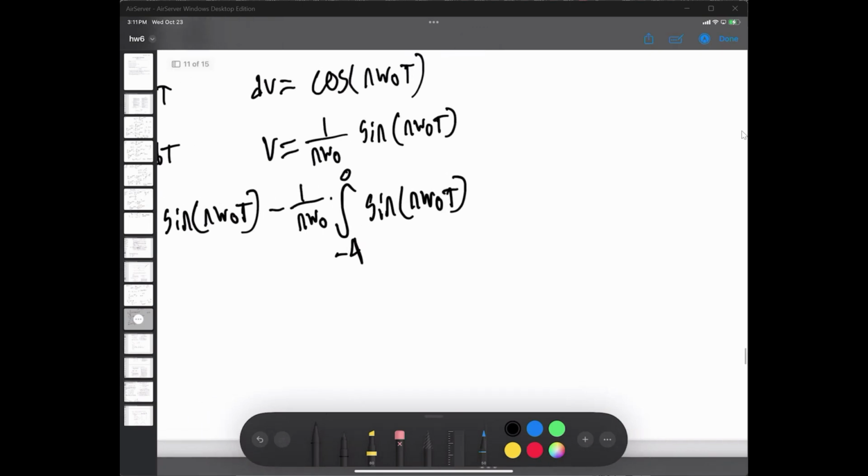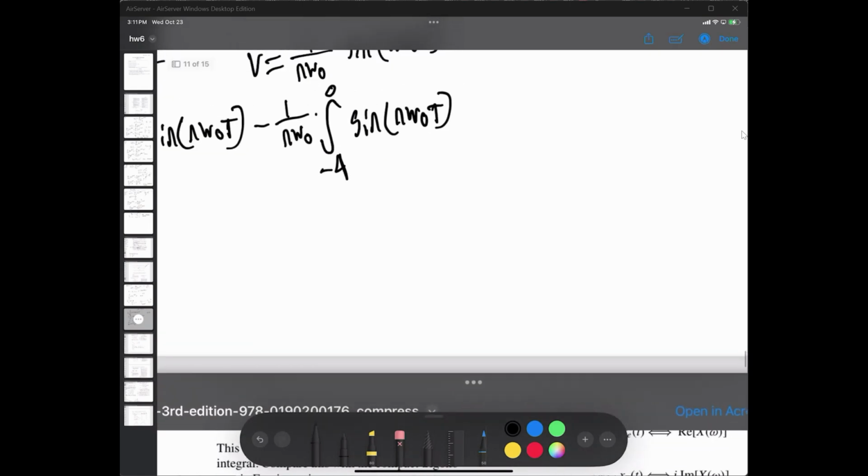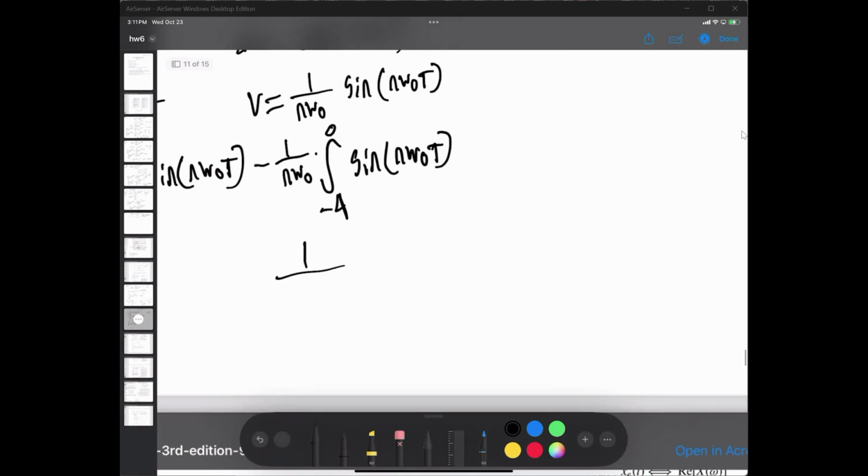Now let's integrate that. To get a positive sine, since the derivative of cosine is negative sine, we'd need a negative cosine. So it's going to be 1 over n squared omega naught squared on the outside, and the negative will cancel with the negative from the cosine. And we'll evaluate these from -4 to 0.